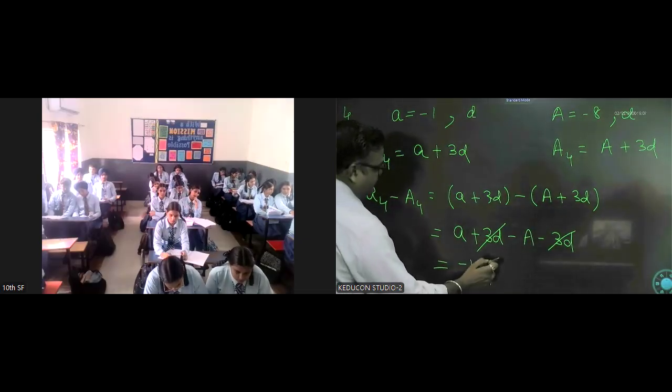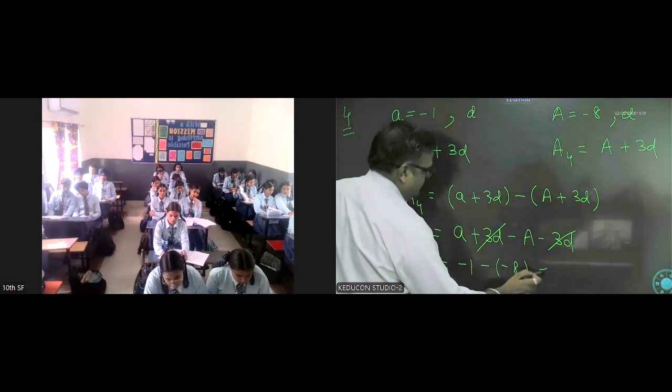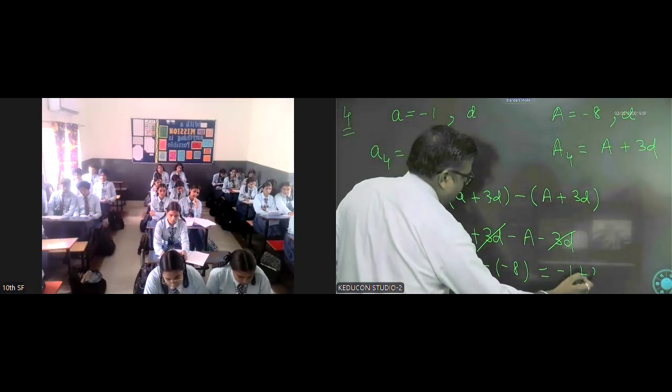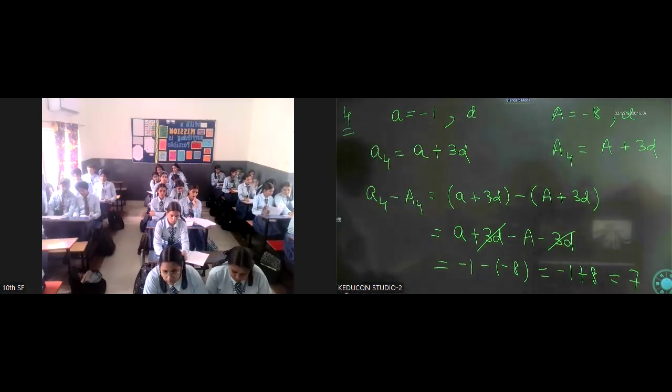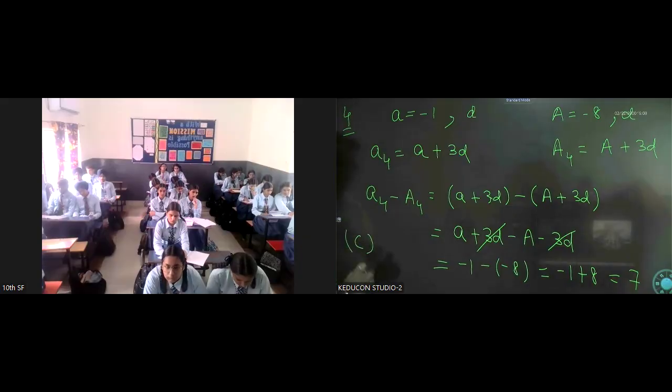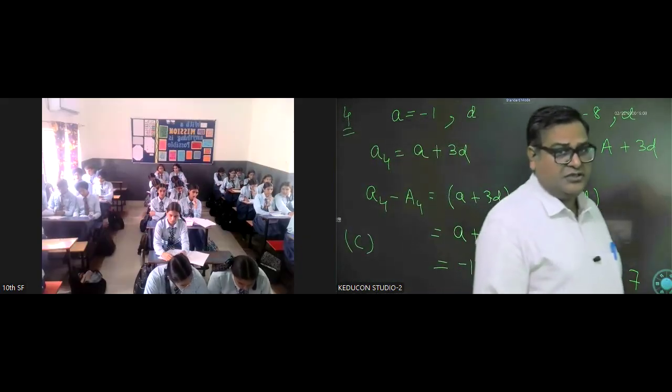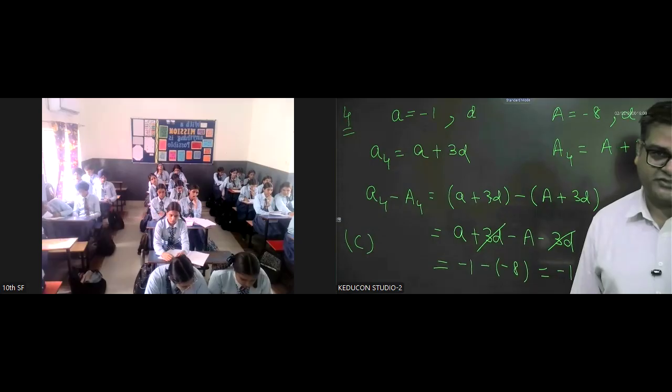Minus 1 minus minus 8. So this will be minus 1 plus 8. That is 7. Right, students? So the answer will be C option. Any doubt in this question? This is a very important question, students.